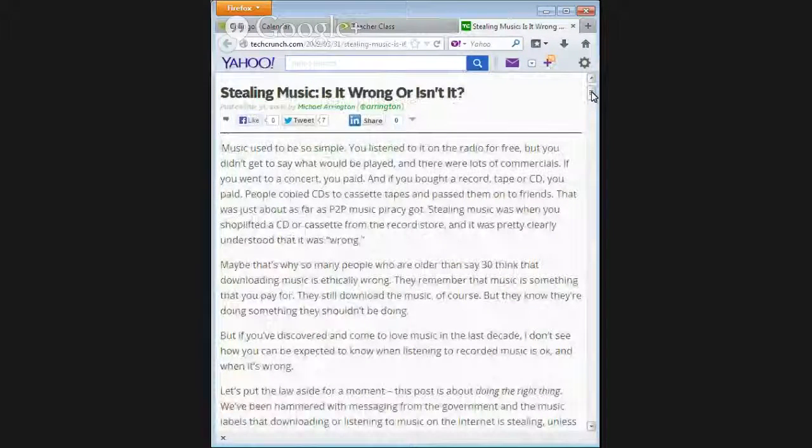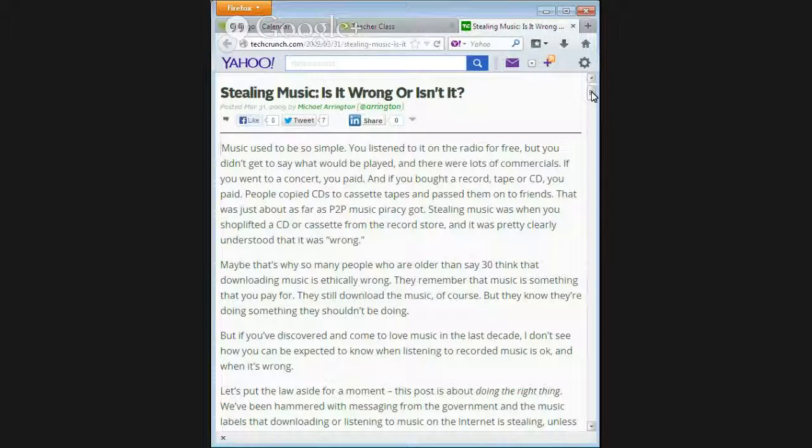Stealing music, is it wrong or isn't it? Music used to be so simple. You listened to it on the radio for free, but you didn't get to say what would be played. And there were lots of commercials. If you went to a concert, you paid. And if you bought a record, tape, or CD, you paid.